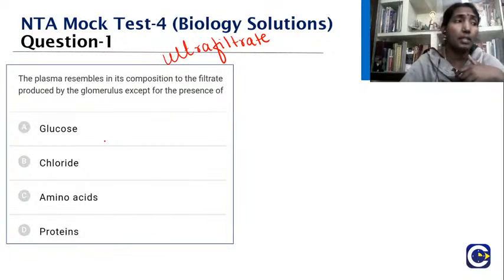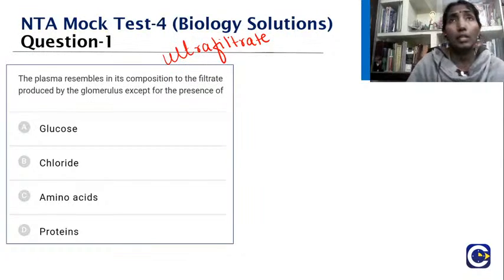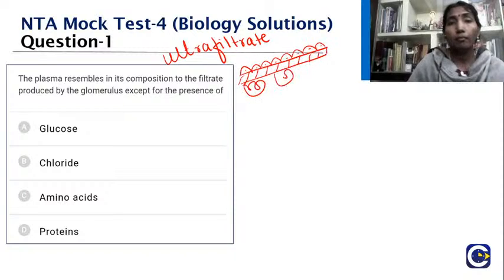So what should be the answer? Yes, you're all right. What happens is it gets filtered, so what will not be there? It will be the proteins and RBCs. As you all know, the filtration membrane is lined by the glomerular capillary membrane, then the basement membrane, and then the Bowman's capsule epithelial layer, which we call podocytes.